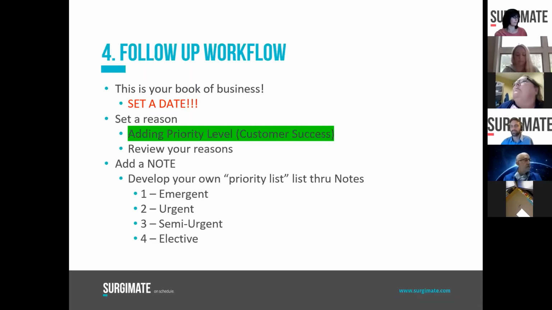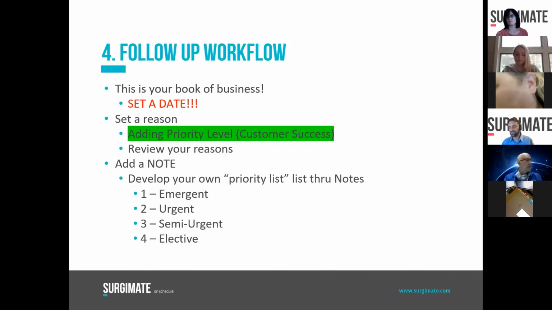So the next is follow-up workflow. So this is your book of business. This is your list of all the patients who have indicated that they want to have surgery. You know, this is basically what your surgeons are waiting to do whenever it is that they come back up. And I know that you're all in very different situations coming from different parts of the country, so we can't really speak to that right now, but either way, whenever it happens, this is the state of affairs.